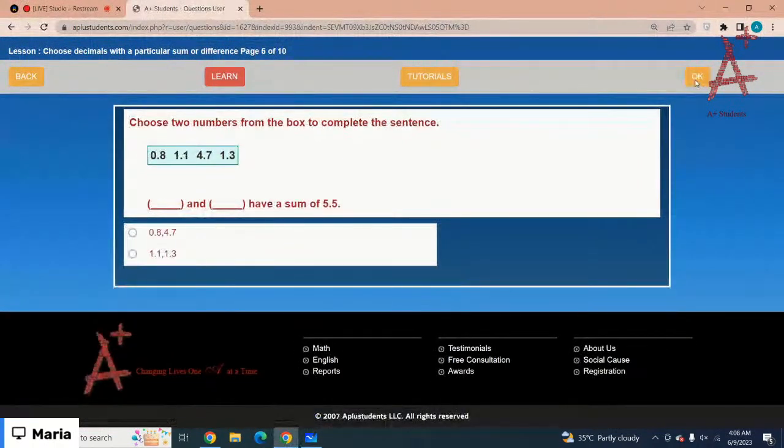Okay, the next one is choose two numbers from the box to complete the sentence. Dash and dash have a sum of 5.5. So you have to select two numbers whose sum is 5.5. So which is the correct option?